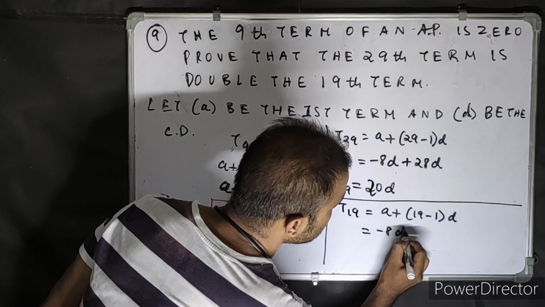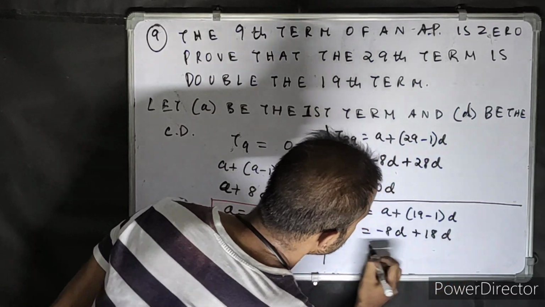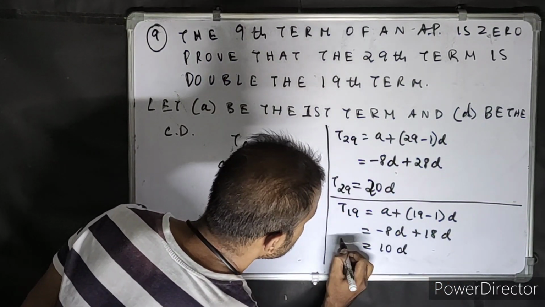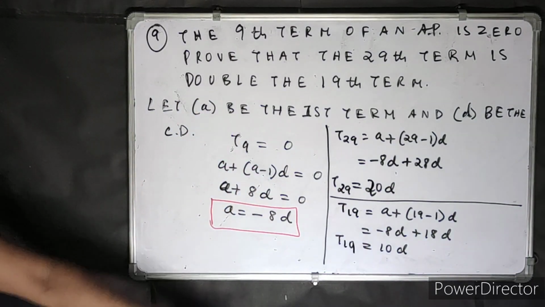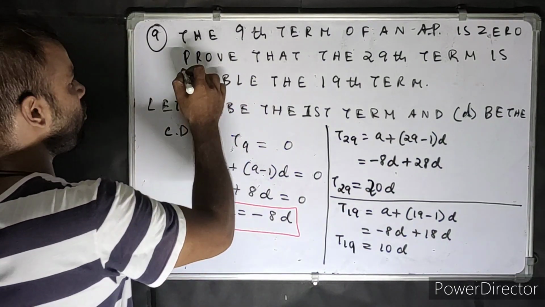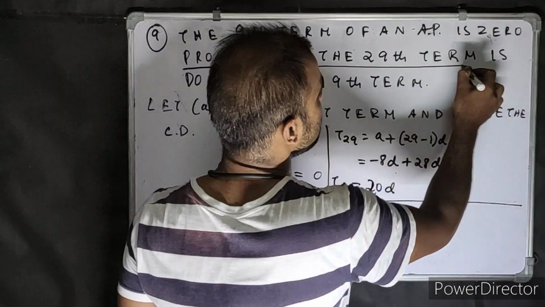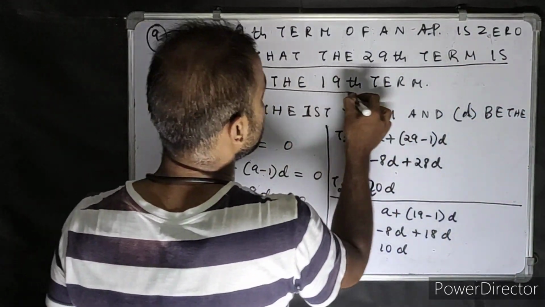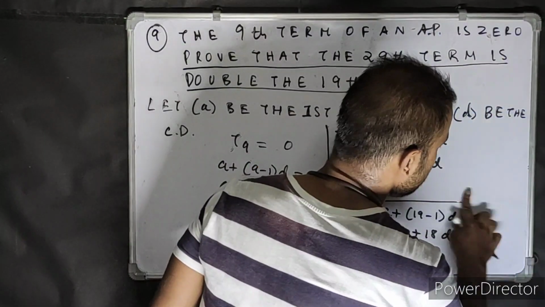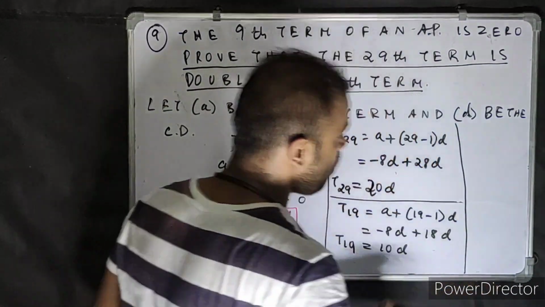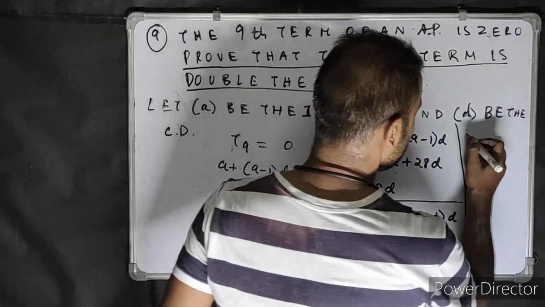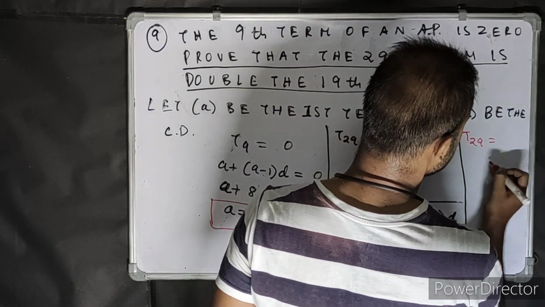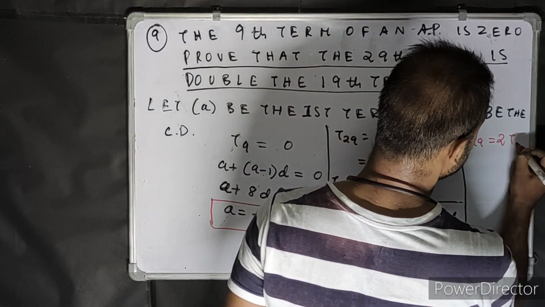So that is minus 8d plus 18d. So that is 10d. Okay, T19 is 10d. Now what did you have to prove? You have to prove that the 29 term is double the 19 term. So if I take some space over here, now I can write the answer that T29 is equal to twice of T of 19.